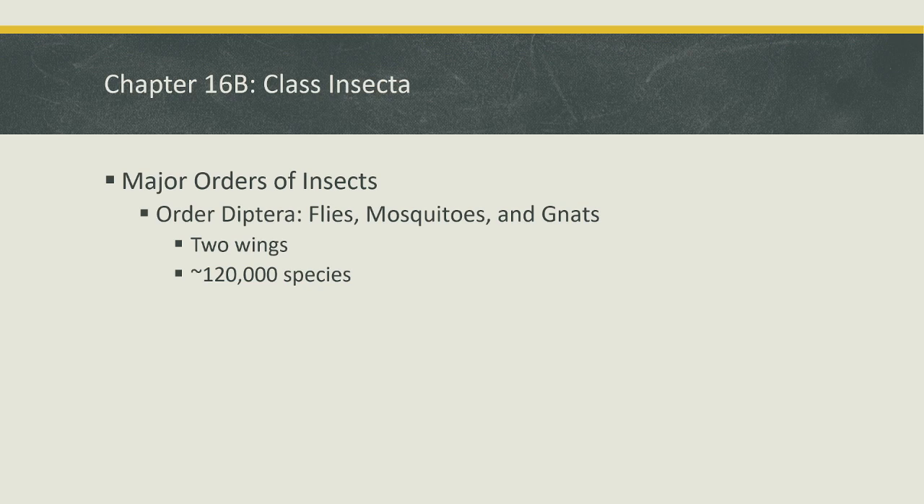And there are about 120,000 different species of flies, mosquitoes, and gnats, and a couple of videos about them. And that just about wraps it up.